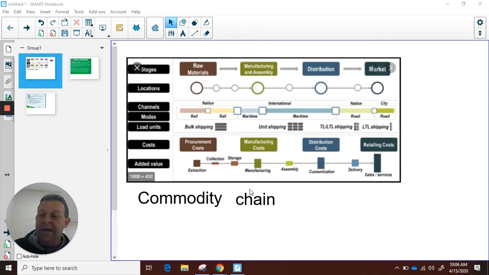It's very common in global business today to have commodity chains that one corporate group owns. It's factory farming and agriculture that we're talking about.